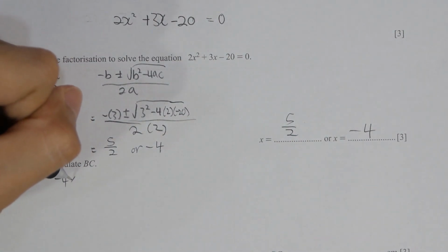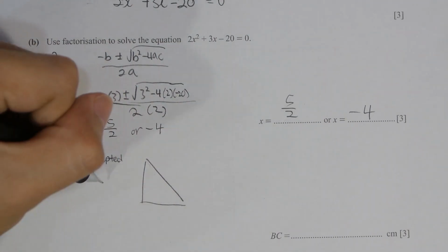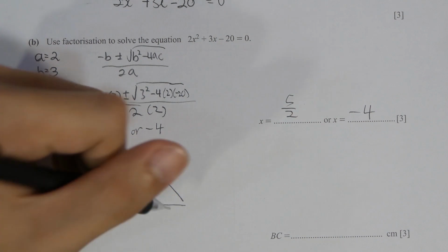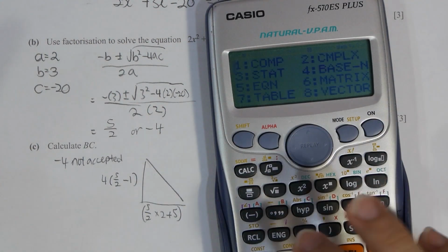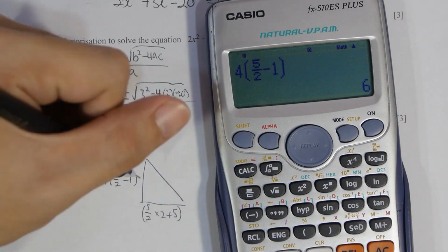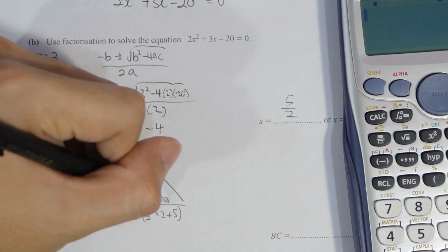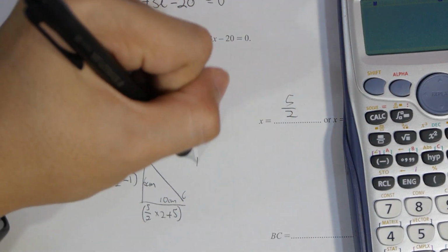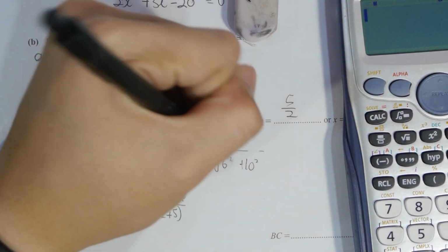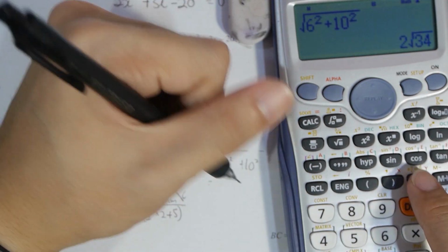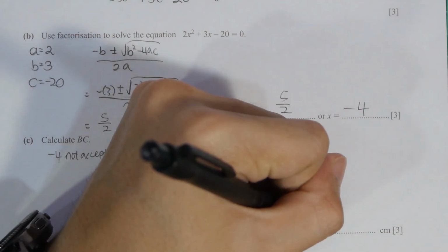However, for part C, calculate BC's value, right? So you're required to use the variables you've gotten earlier, okay? And you cannot use the negative 4 because for distance or length, negative is not considered. So substitute 5/2 into x position, okay? And run the Pythagoras theorem. So BC will actually be square root of 6 squared plus 10 squared. So your final result, 2 square root 34, which is 11.66.